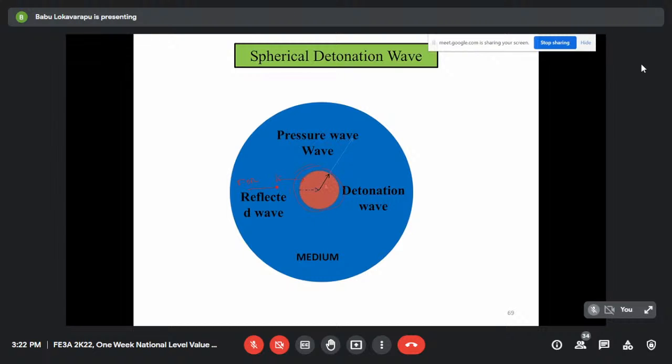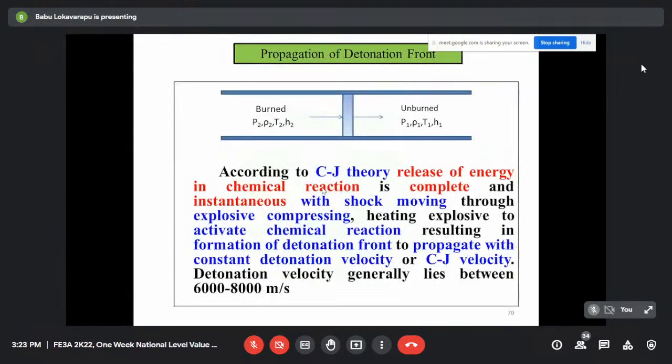It can be SEP or TNT, PETN. All three units are tried for this. And for solving this, different models are there. One is called CZ theory.